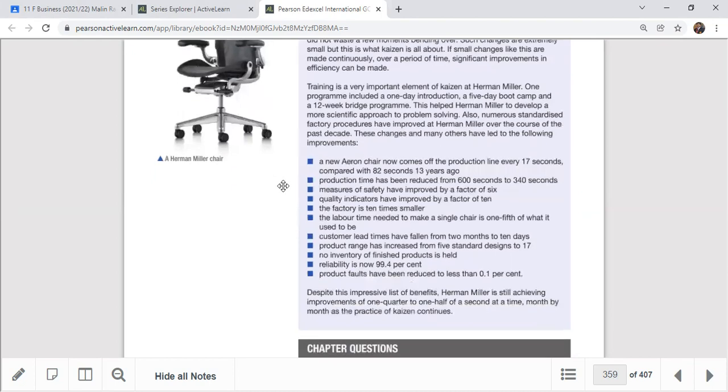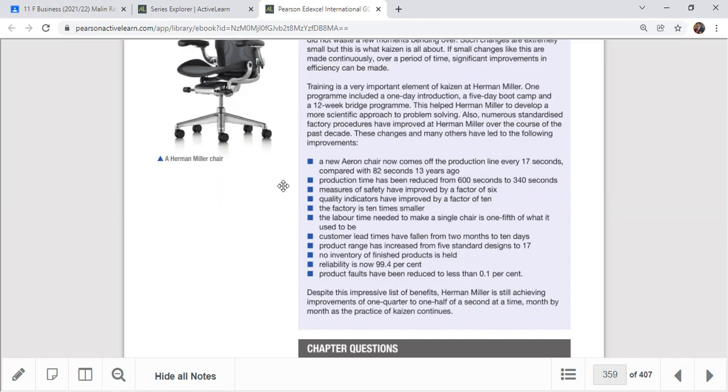A new Aeron chair now comes off the production line every 17 seconds compared with 82 seconds 13 years ago. Production time has been reduced from 600 seconds to 340 seconds. Measures of safety have improved by a factor of 6. Quality indicators have improved by a factor of 10. The factory is now 10 times smaller. The labor time needed to make a single chair is one-fifth of what it was.